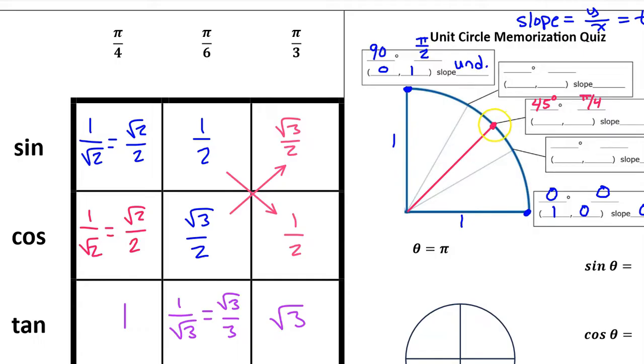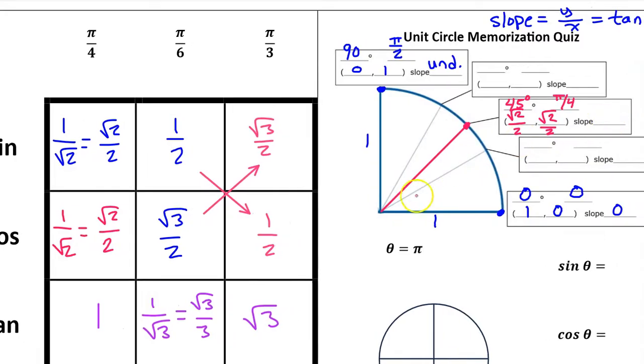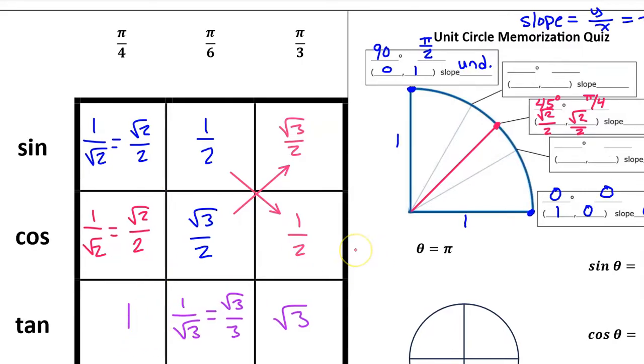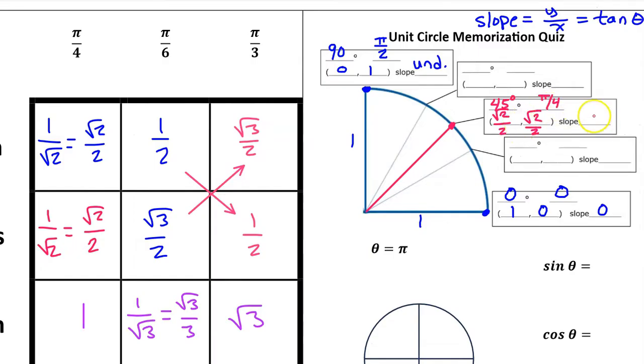So the coordinates of this point will be cosine pi over 4, comma, sine pi over 4. But that's where the chart comes in. Cosine of pi over 4 is radical 2 over 2. Or you could put 1 over radical 2. So the x-coordinate is radical 2 over 2. The sine of pi over 4 is also radical 2 over 2. So just write that again. The slope of the terminal side is the tangent. And the tangent of pi over 4 is 1. So the slope of pi over 4 is 1.